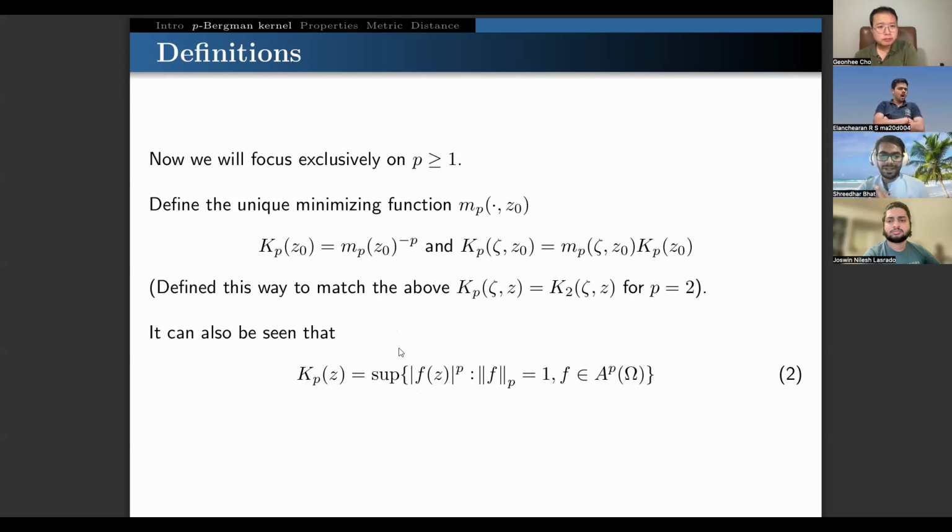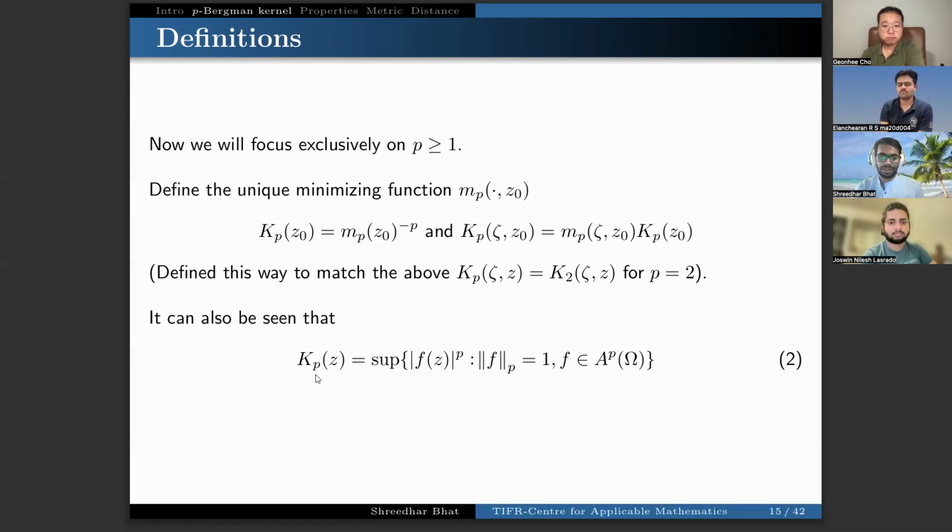Earlier, I defined it by minimizing over the norm and fixing the value at the point. You can also see that you can fix the norm and try to maximize f of z. So this also gives you the same quantity K_p.